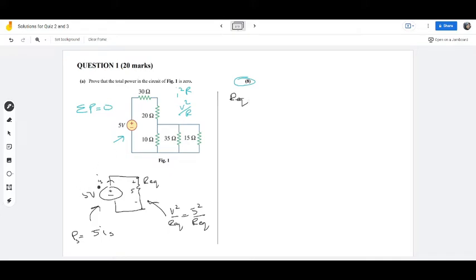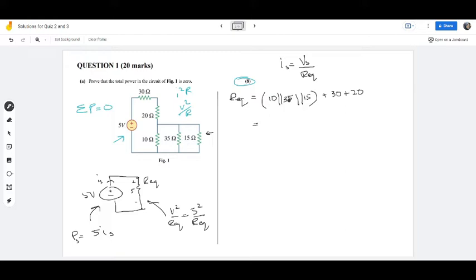Because you know that IS is VS over R equivalent. When you look for R equivalent, go from the very furthest and then look. All three are in parallel. So 10 is in parallel with 35, in parallel with 15. Once you do that, you notice it is in series with 30 and also 20. Plug into your calculator.